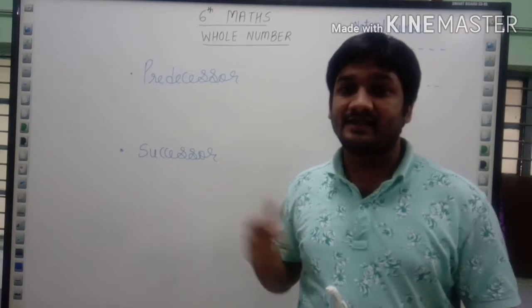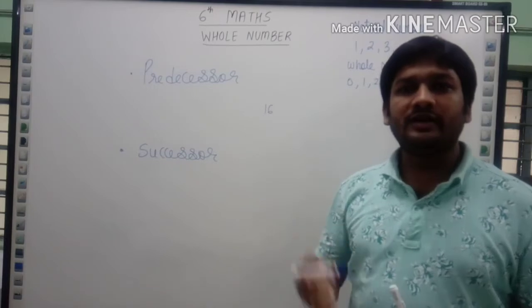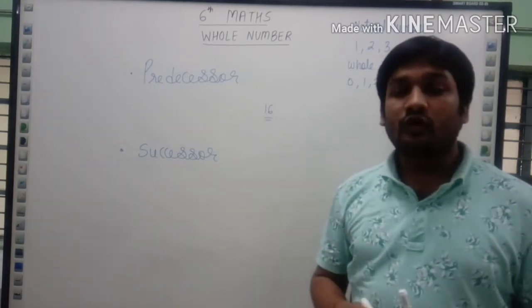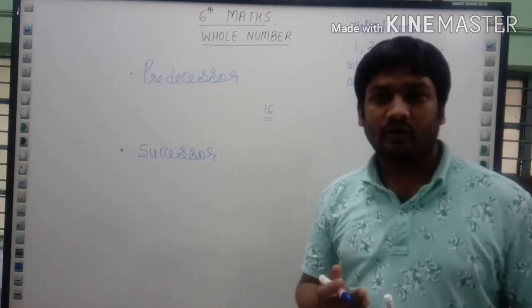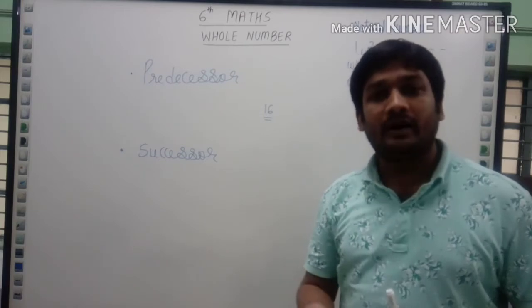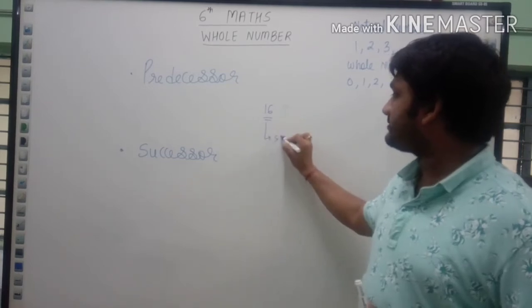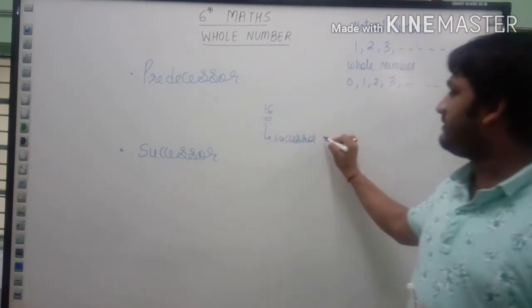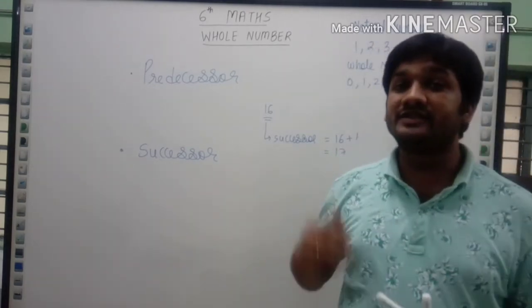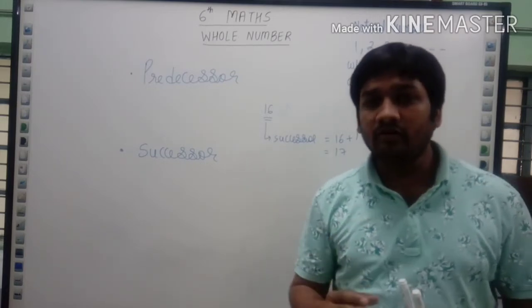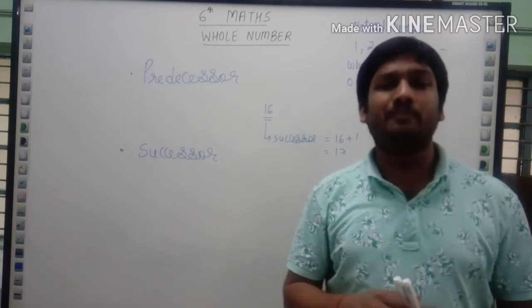When we are talking about successor, suppose I have a number 16. I want to know the successor of this 16. So what will I do? To calculate the successor, I will add 1 to that number. So 16 plus 1, that is equal to 17. So the successor of 16 is 17.